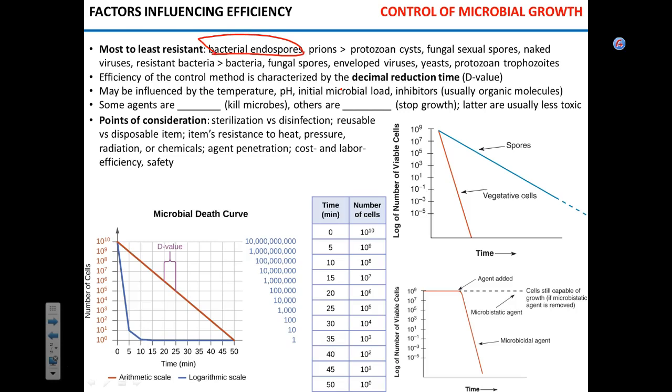So different microorganisms have different sensitivity to disinfecting agents. The most resistant of all are bacterial endospores and prions. Has anyone heard about prions? Mad cow disease, right? Creutzfeldt-Jakob disease. Prions are protein infectious agents. They're not even organisms. We don't consider them microbes. They're just proteins that cause devastating neurological disease.